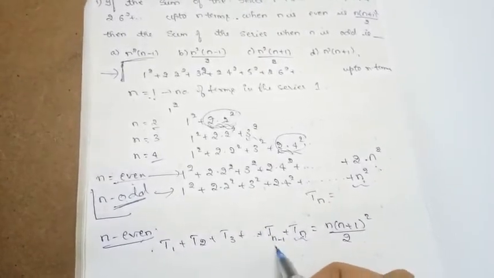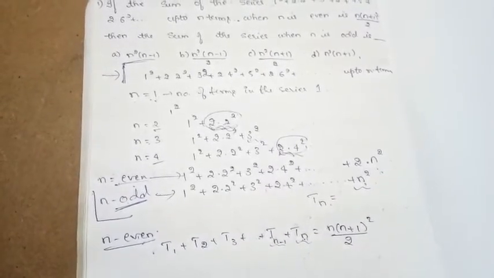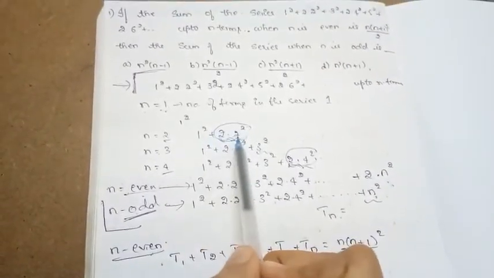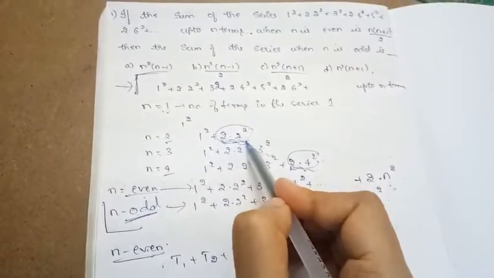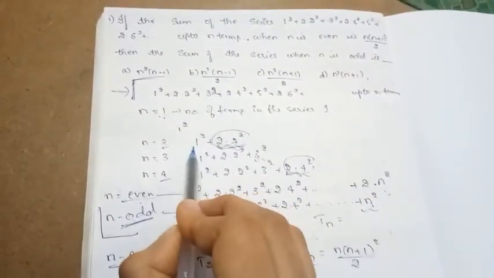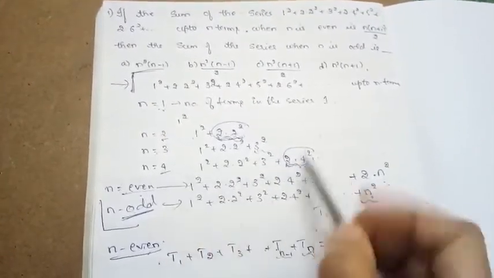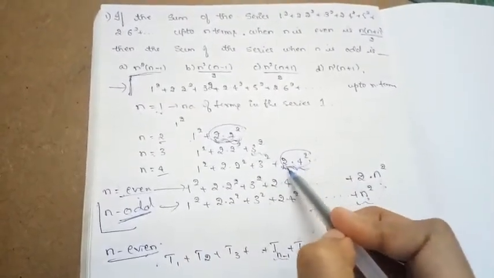If this one is even number, then automatically this number is what? Odd number. Because you can see here, 1 plus 2 into 2 square, this is the second term. If this one is the second term, then the previous is the first term, which is an odd number. Here also you can see when n is equal to 4, 2 into 4 square, this is the fourth term.